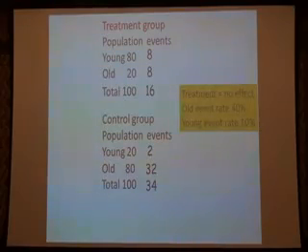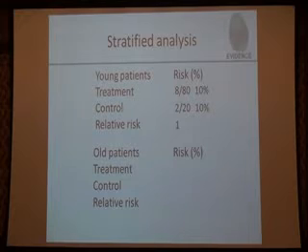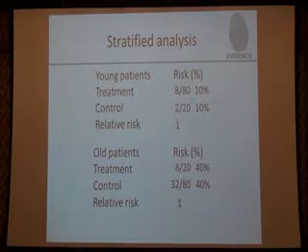Now, if you consider that in the young there were 8 in 80, I take the same number here, but here I was summing up by treatment group. Now I'm summing up by age. So in the treatment group of young, I had 8 in 80, 10%. In control, I had 2 in 20, 10%. The relative risk is 1. In the old, 8 in 20 treated, 40%, 32 in 80 untreated, 40%. The relative risk is 1. If I do a meta-analysis, 1 and 1, I get 1. So if I do the proper analysis, the treatment has no effect.